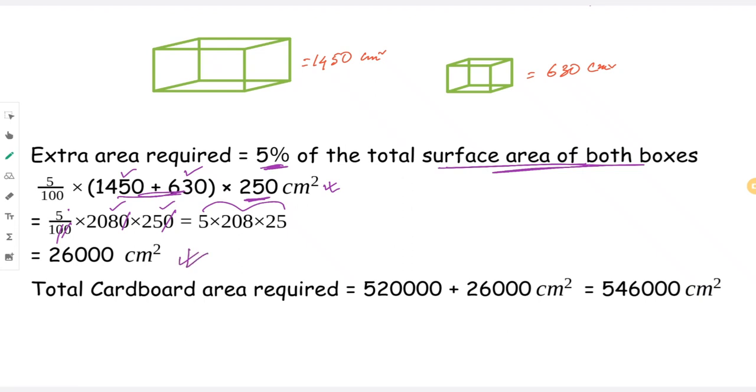Now we'll add it. Now we will know the actual total area of the cardboard. Right? So you have to add both of them. Okay. So now I know how much we actually need. We need 5,46,000 centimeters square. Right? Now let's finish it.